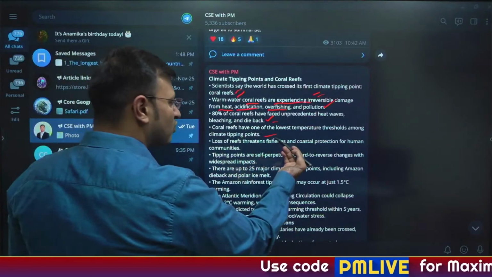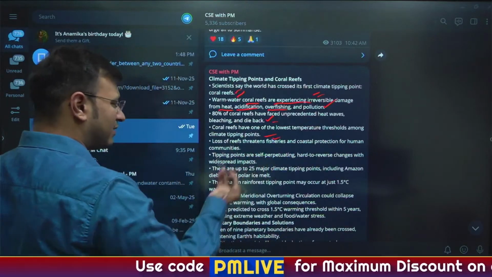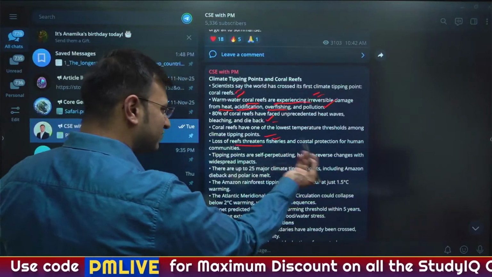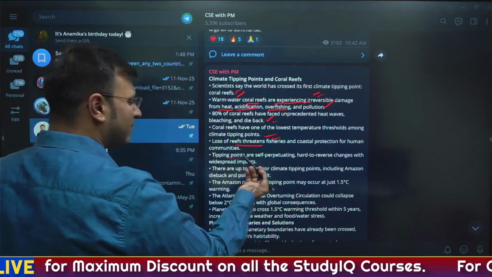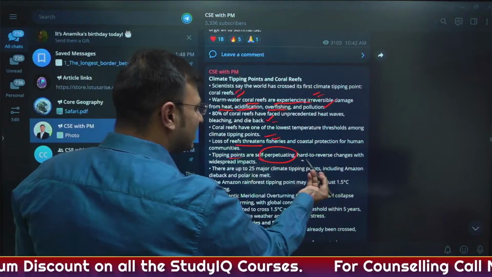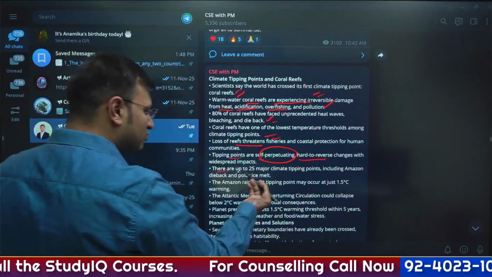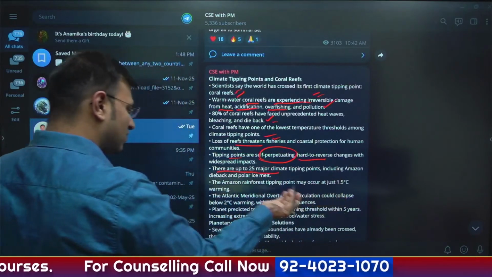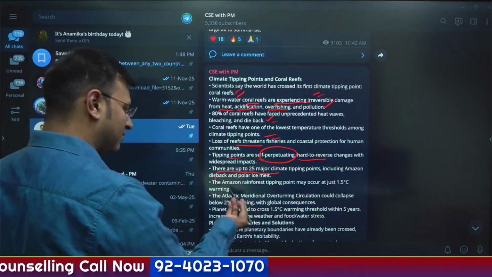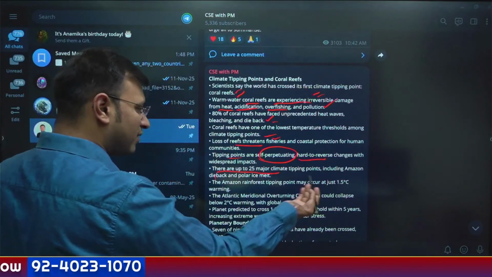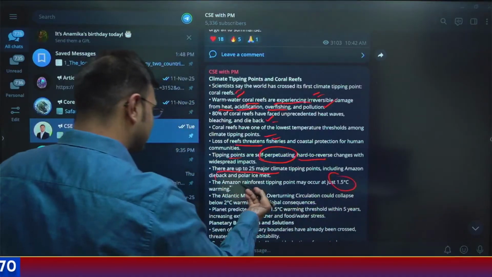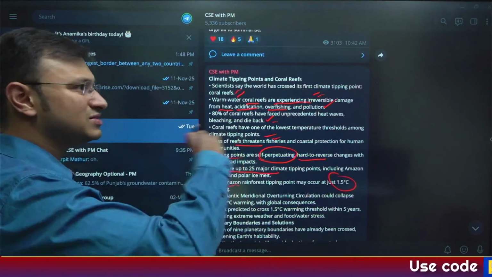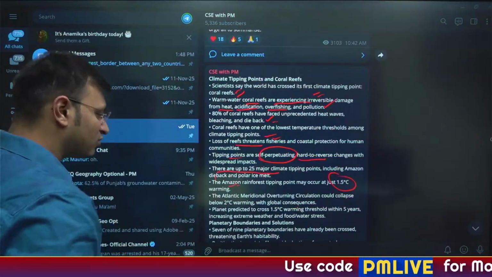Coral reefs have one of the lowest temperature thresholds among the climatic tipping points. Loss of reefs threatens fisheries and coastal protection. Tipping points are self-perpetuating, hard to reverse changes. There are up to 25 major climate tipping points, including Amazon dieback and polar ice cap melt. The Amazon rainforest tipping point may occur at just 1.5 degrees Celsius warming. Tipping point in the sense that the trees over there can stop doing photosynthesis.